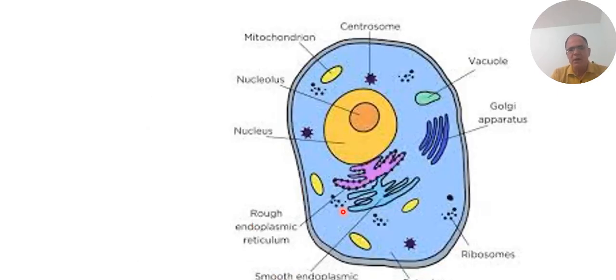This is a typical figure of a cell. You can see three main components in the structure of cells. One of them is the cell membrane or plasma membrane. The second one is cytoplasm. The third one is the nucleus.